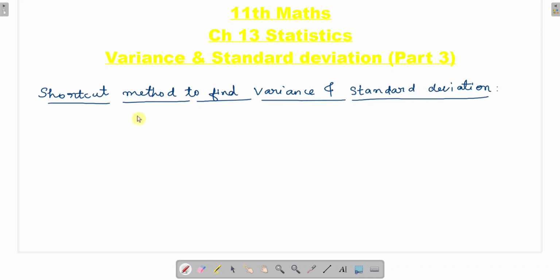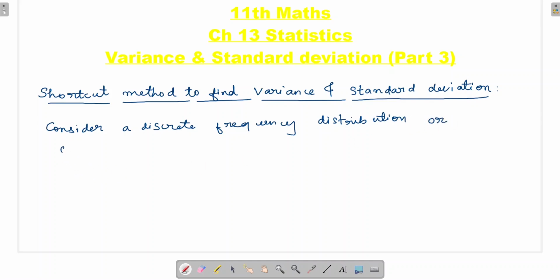Now consider any discrete frequency distribution or continuous frequency distribution.